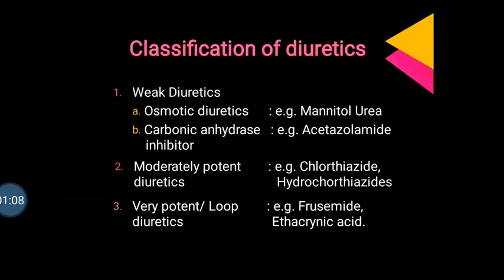Class 1 is weak diuretics and it is subclassified as osmotic diuretics, example mannitol, urea. Another subclass is carbonic anhydrase inhibitor, example acetazolamide. Class 2 is moderately potent diuretics, example chlorothiazide, hydrochlorothiazide. Class 3 is very potent or loop diuretics, example furosemide, ethacrynic acid.